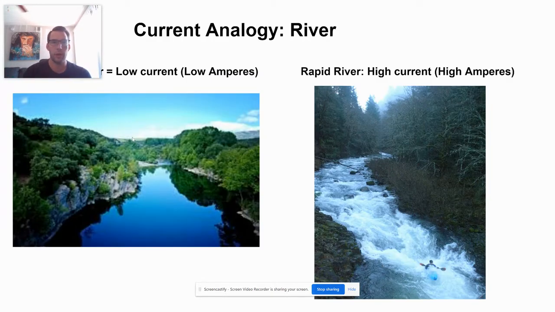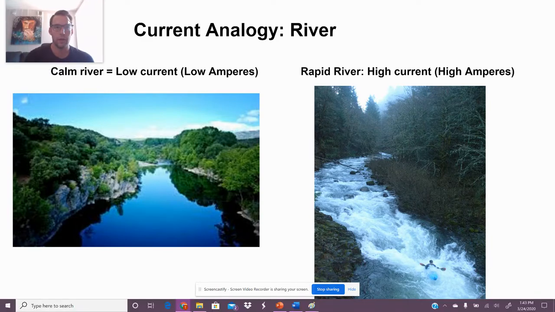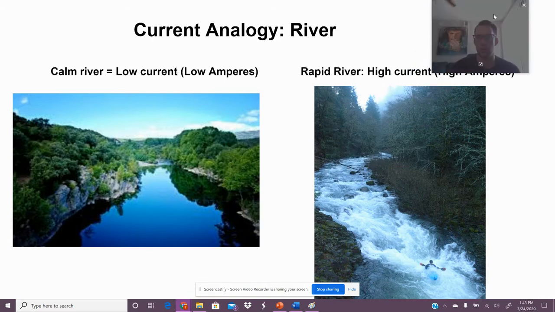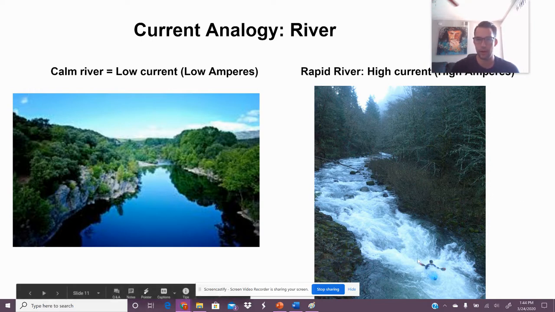For current, if you take a look at a river, current is just what you would expect it to be. Current is going to be how fast the water is moving, how fast the electrons are moving if that dam were to break. The calm river is low current. There's not a lot going on. The electrons aren't moving very fast, but a rapid river has a high current or high amperes. That is our unit for current. So this one here has a higher current than this one here.